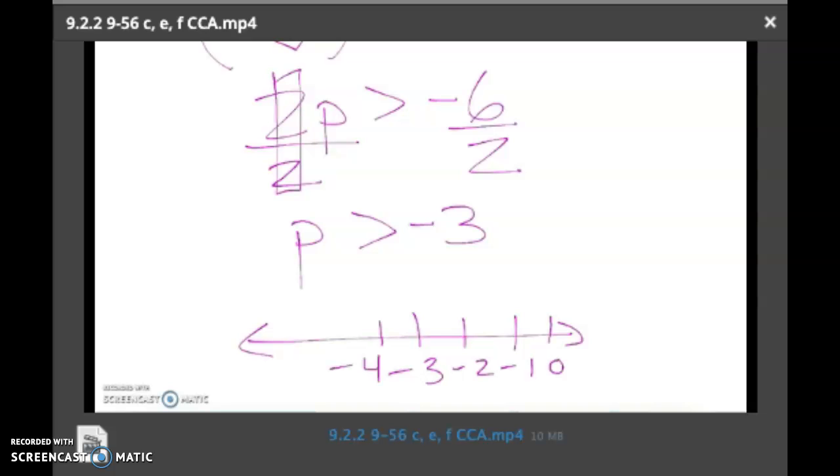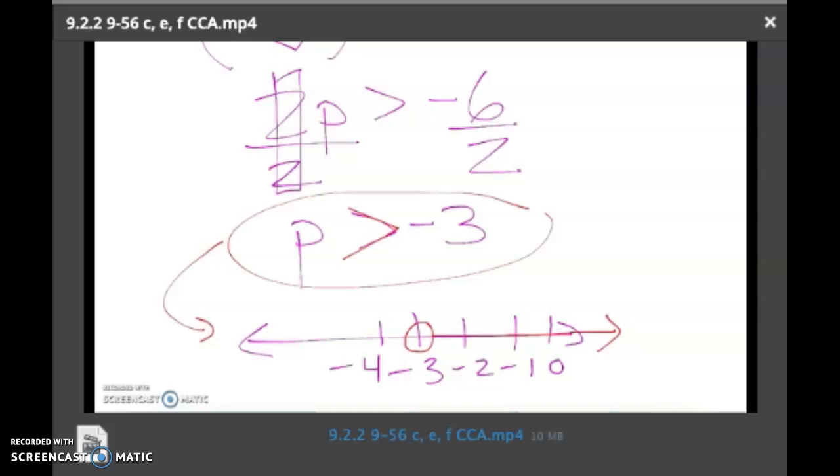All right, so my boundary point's at -3. It's an open circle because there's no equal to sign under the inequality. And this inequality says that P is any number greater than -3. So numbers greater than -3 are to the right on my number line. So I have my solution, and then I've graphed that on the number line there.